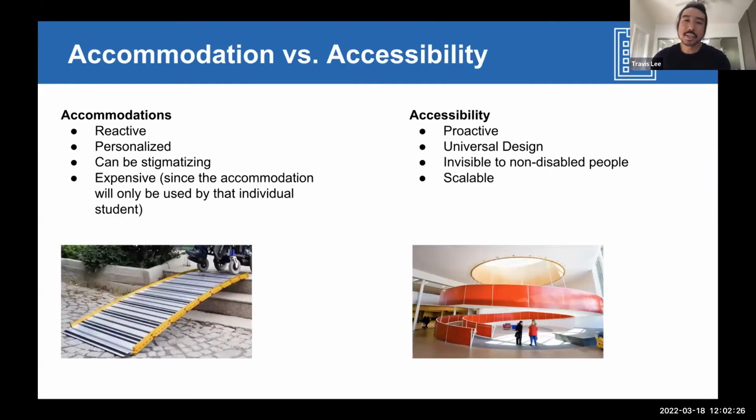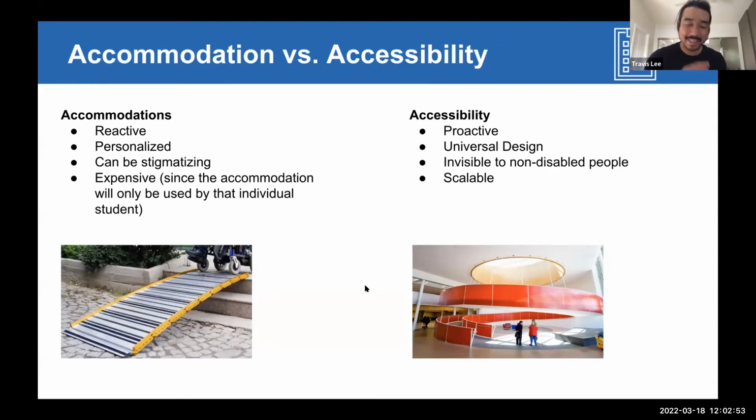So I want to touch on the accommodations versus accessibility models within higher education. I think that we very much leaned into the accommodations model for a very long time. So what is the accommodations model, versus the accessibility model? It kind of goes back to the medical model versus the social model of disability.